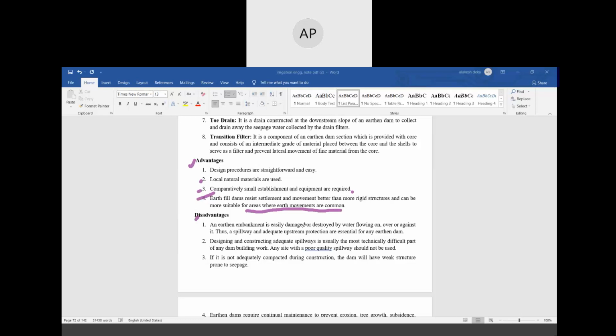An earthen embankment is easily damaged or destroyed by water flowing over it. A spillway and adequate upstream protection are essential for earthen dams. Designing and constructing adequate spillways is usually the most technically difficult part of any dam building work. Any site with a poor quality spillway should not be used. Next, if it is not adequately compacted during construction, the dam will have a weak structure and is prone to seepage.